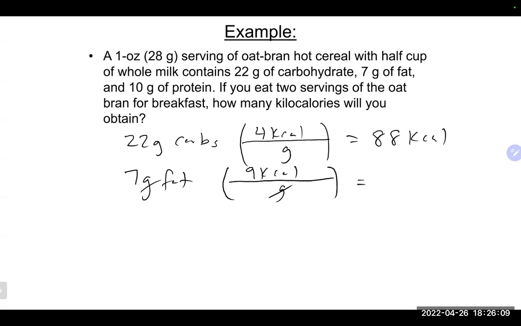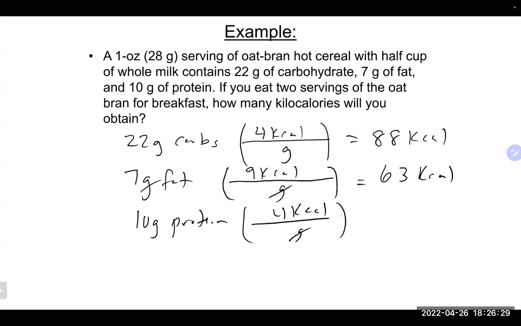And I'm going to use my calculator here. It's late. 63. That sounds good. Surprise math. 63 kilocalories there. And 10 grams of protein, which also has a caloric value of 4 kilocalories per gram. Again, those will cancel. I'll do 40 there, kilocalories. Now, if we add all that together, 88 plus 63 plus 40 gives you about 191 kilocalories or nutritional calories.